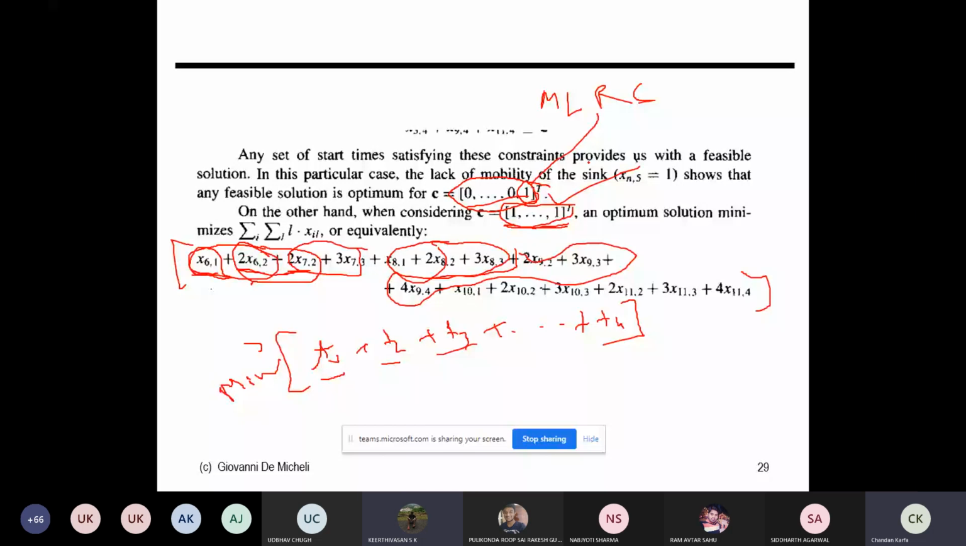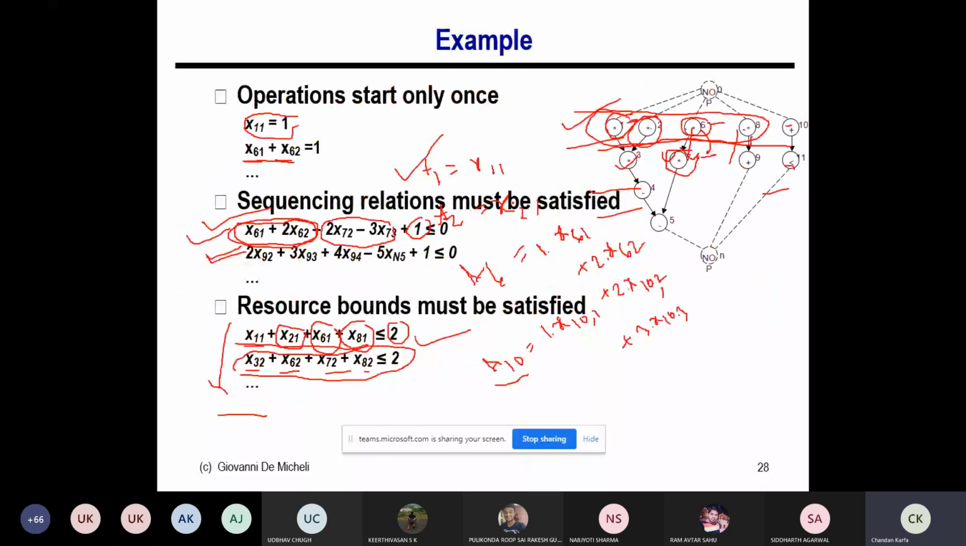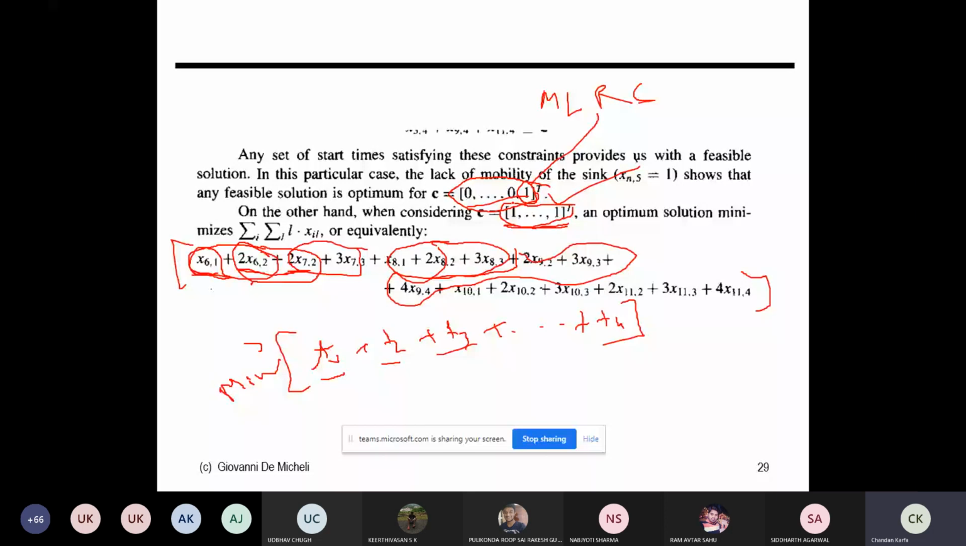Okay, sir. So for our problem, yes, you are right that C will be all 0, 0, 1. But you can use the same constraints, the unique start time, dependency, and resource constraints, and solve another problem by just considering a different value of C. That will give you a different solution. I'm going to solve the MLRC problem immediately after this, where I will take the same constraints again.